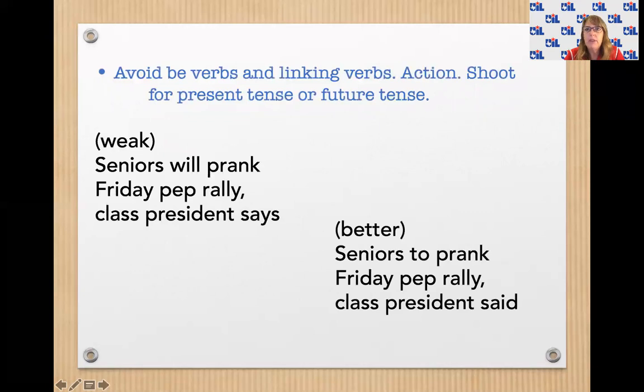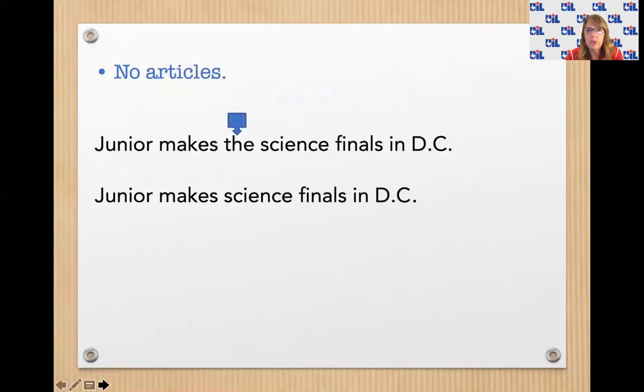We want to avoid the be verbs: is, and, was, were, have, had, be, being, been, may, might, should, would, could, all of those. So: Seniors will prank Friday pep rally, class president says. To do the future tense, you can use to: Seniors to prank Friday pep rally, class president says. So we want to make sure that we avoid those be verbs, and for the future, you can use to instead. A lot of times what those be verbs are doing is making it passive. We don't want passive voice. We want active voice.